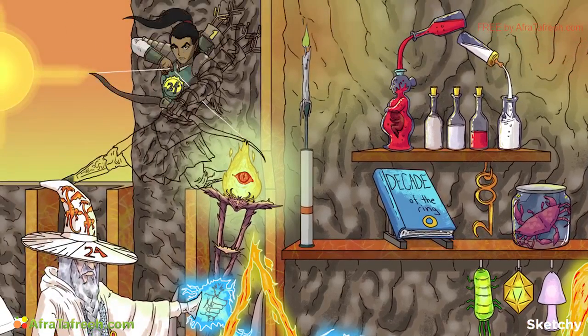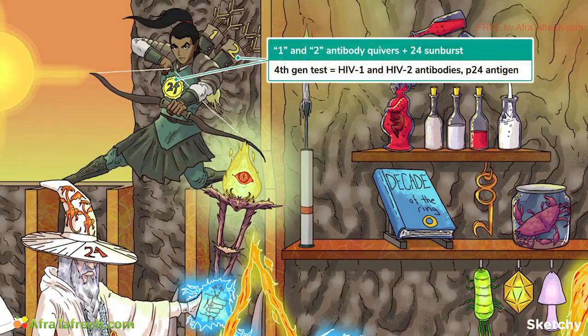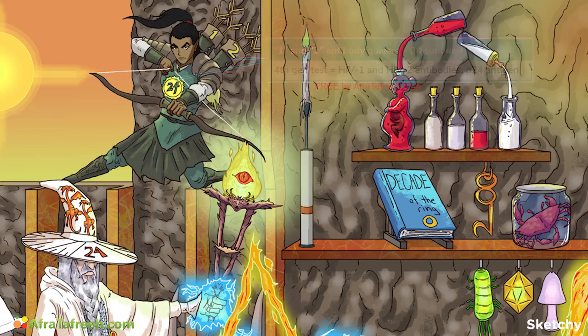Alright, finally on to testing for HIV. Screening for HIV typically starts with the 4th generation test. This can detect the presence of HIV 1 and 2 antibodies and the HIV P24 antigen. That's why this skillful archer is decked out in a combo of 1 and 2 antibody arrow quivers and a P24 sunburst dial. The test is positive if either antibody or antigen is detected.